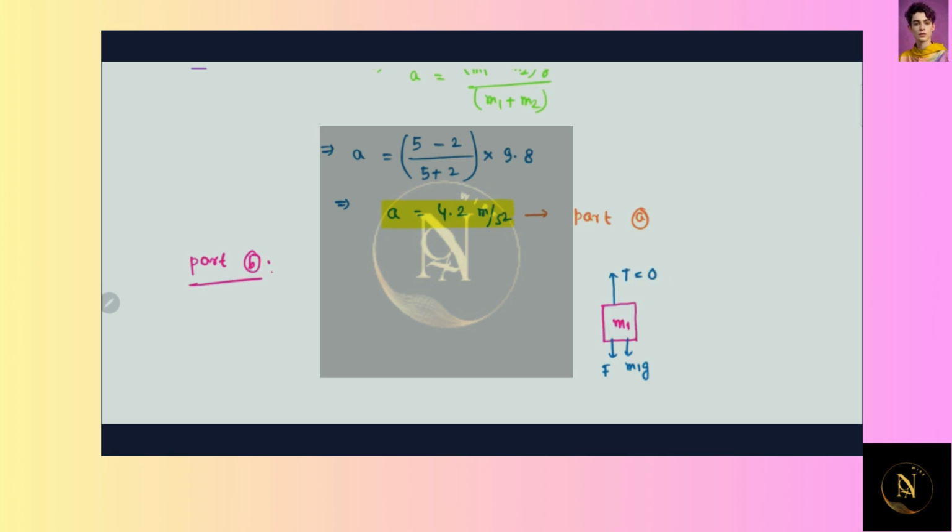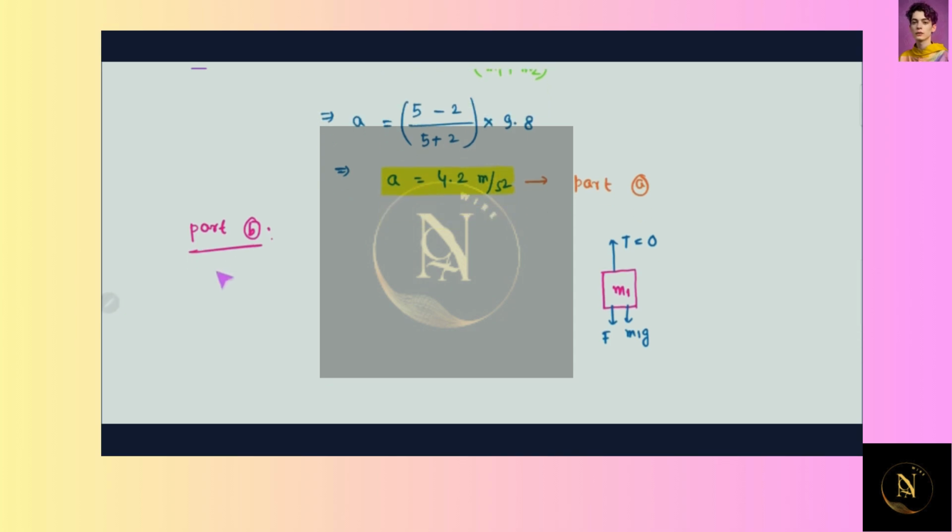So then the net force on the block is, let's write it this way: due to breaking of the string, the net force on M1 is F plus M1g downward.